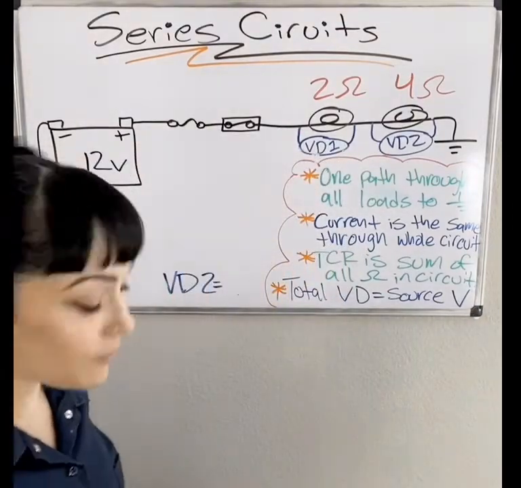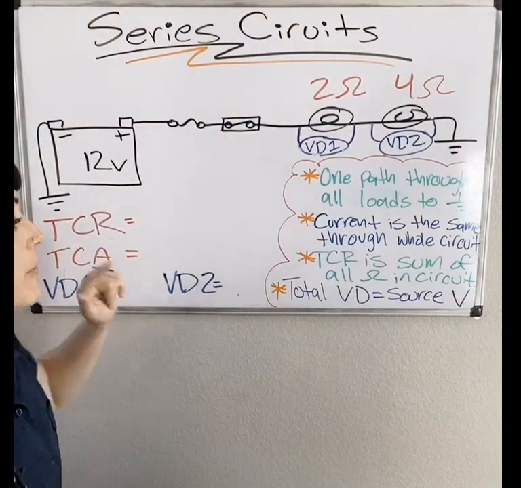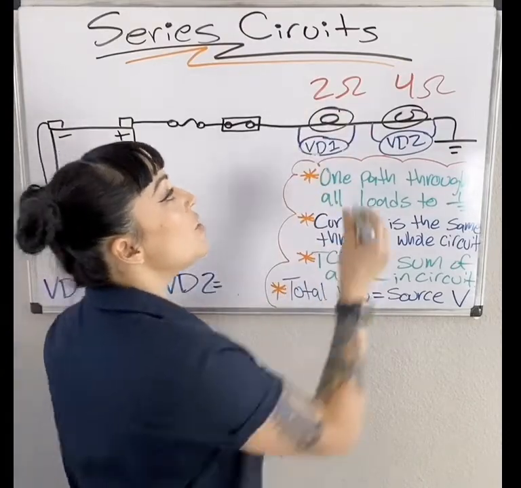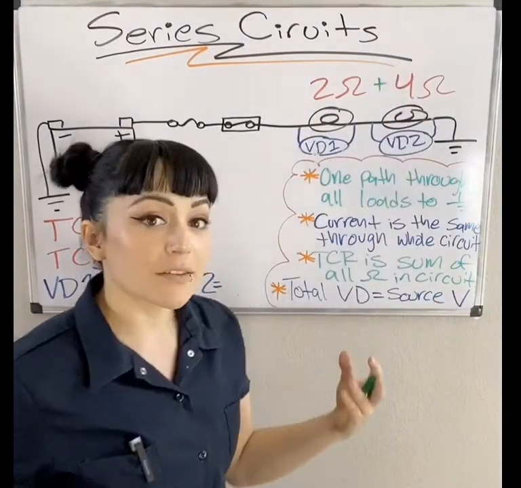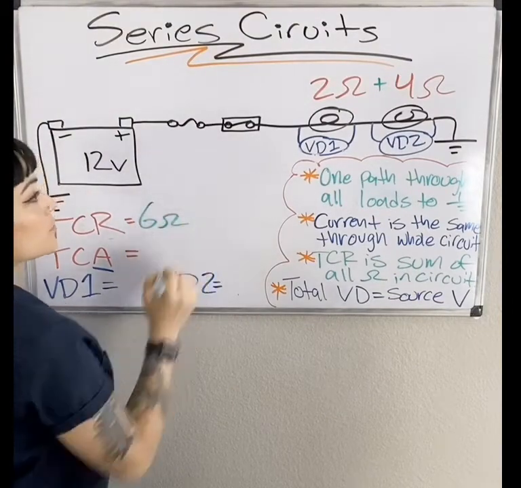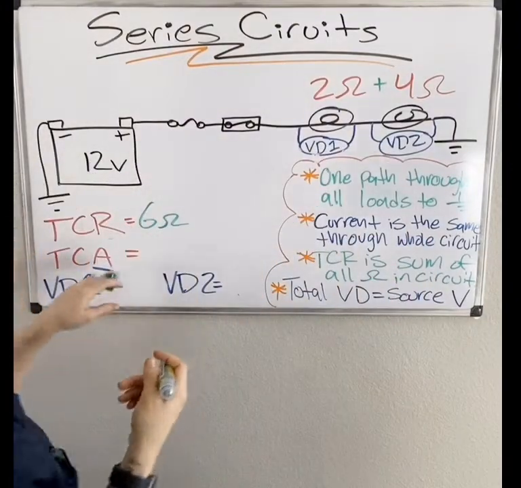So, looking at our numbers here, TCR, we remember, is the sum of all resistance in the circuit. So all we had to do was add 2 plus 4, right? And that gives us a TCR of 6 ohms. Easy peasy, right? Hopefully that's what you got.